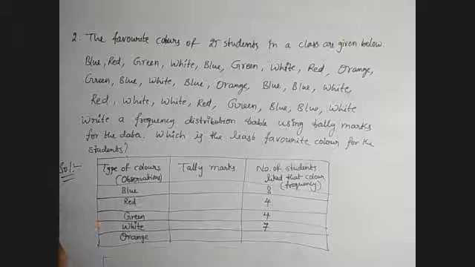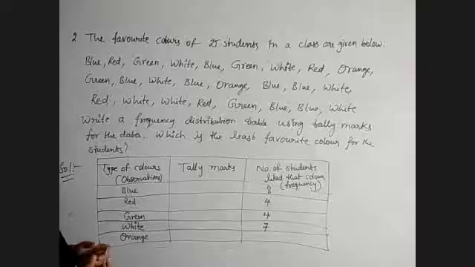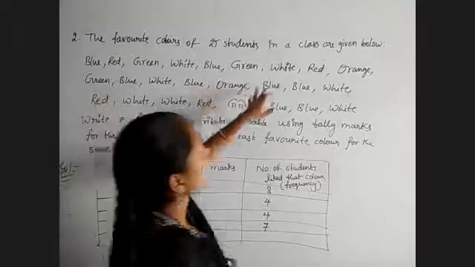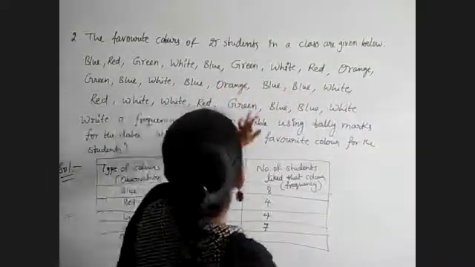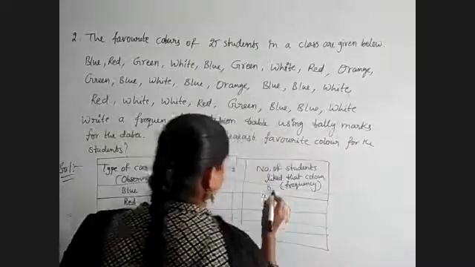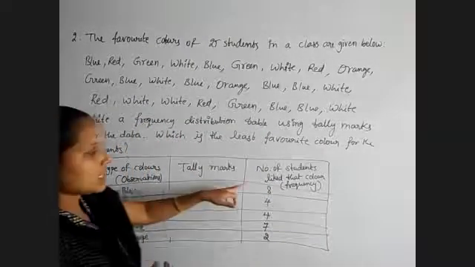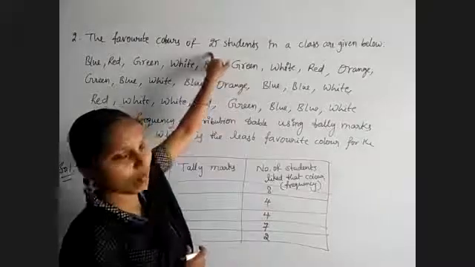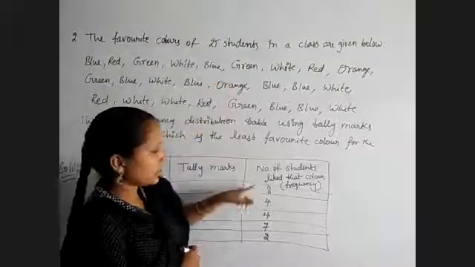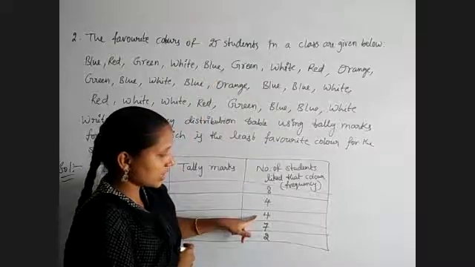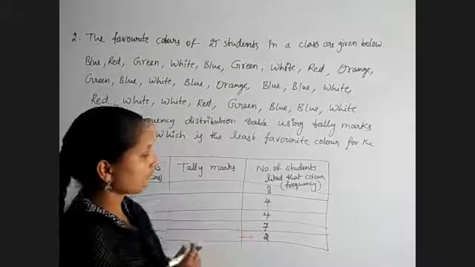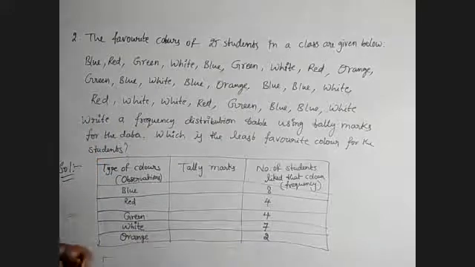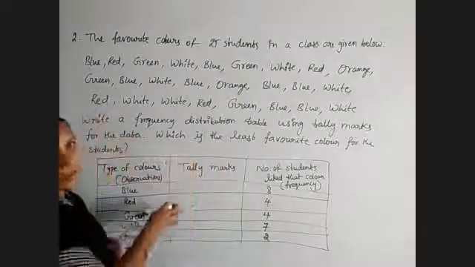Orange. How many people are like? 1, 2. So only 2 people are like orange color. Now add all these numbers. Compulsory we must get 25 only because total number of students were 25. 8 plus 4, 12, 12 plus 4, 16. 16 plus 7, 23. 23 plus 2 is 25. Okay. So completely 25 we got. So means every number was covered here.